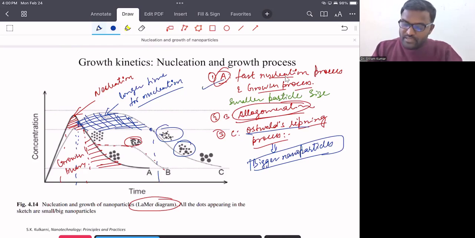So in condition A, we have a fast nucleation process and a growth process. However, in type C, we have the Ostwald ripening process, and in this we will get bigger nanoparticles. So that is the difference if we are controlling the nucleation process.